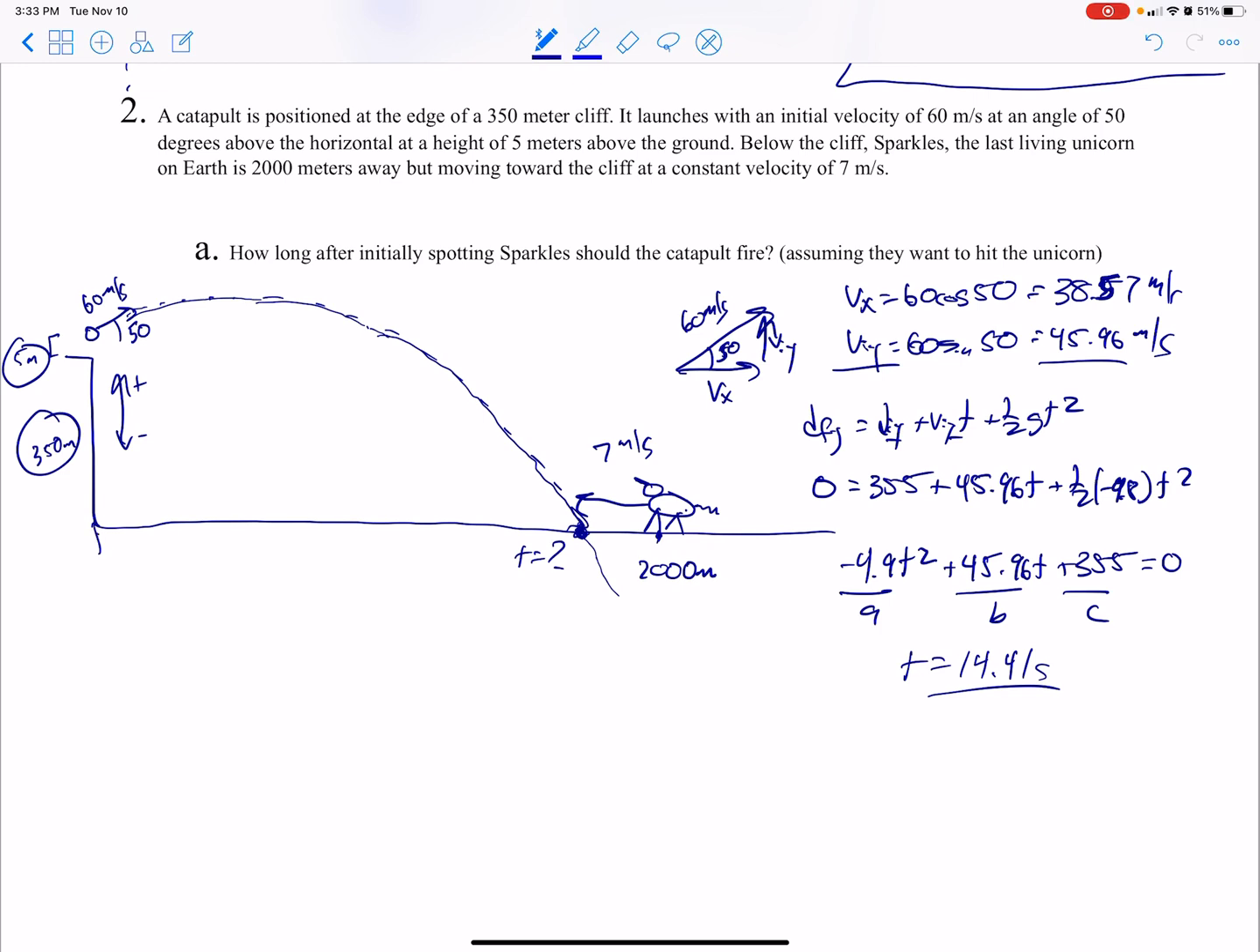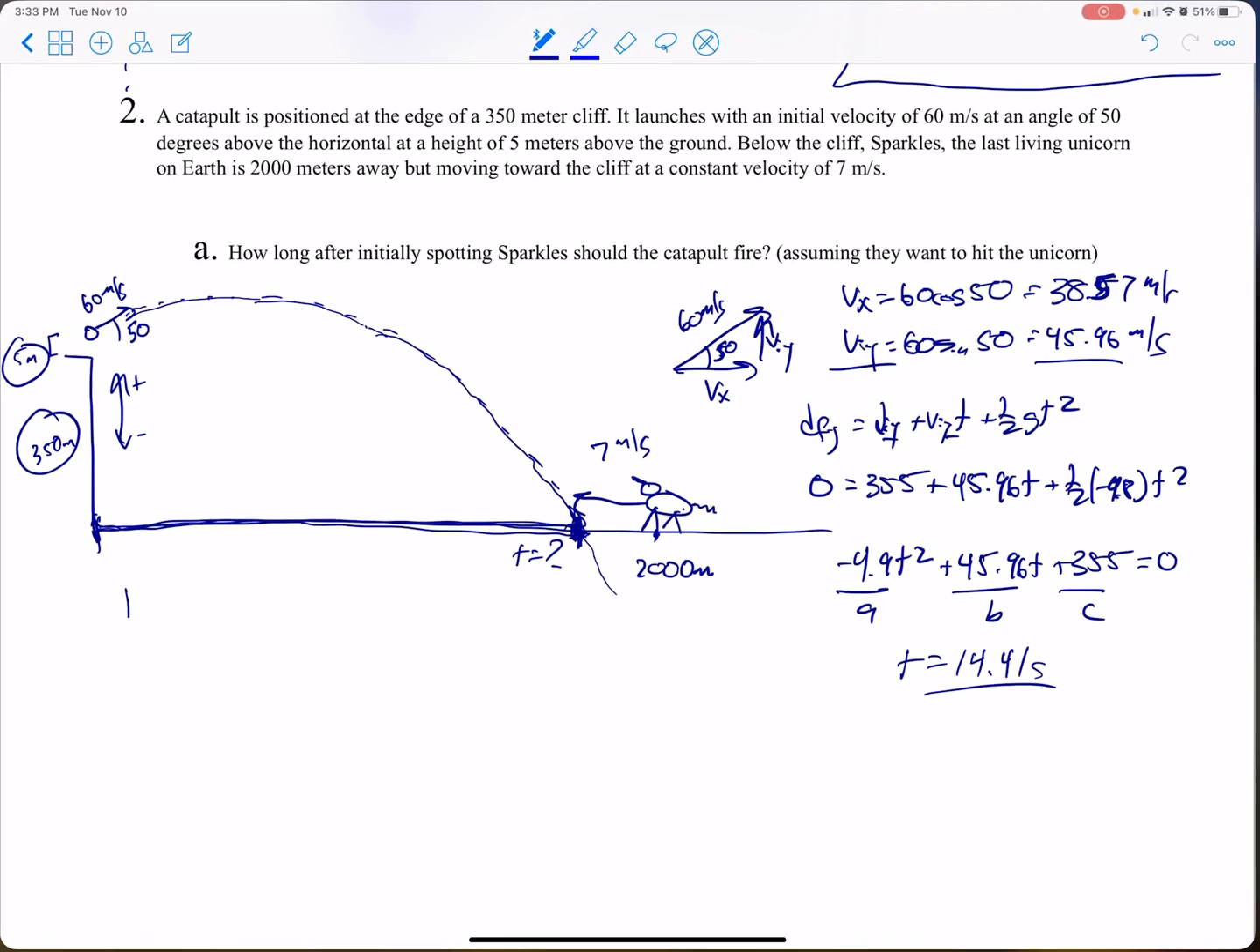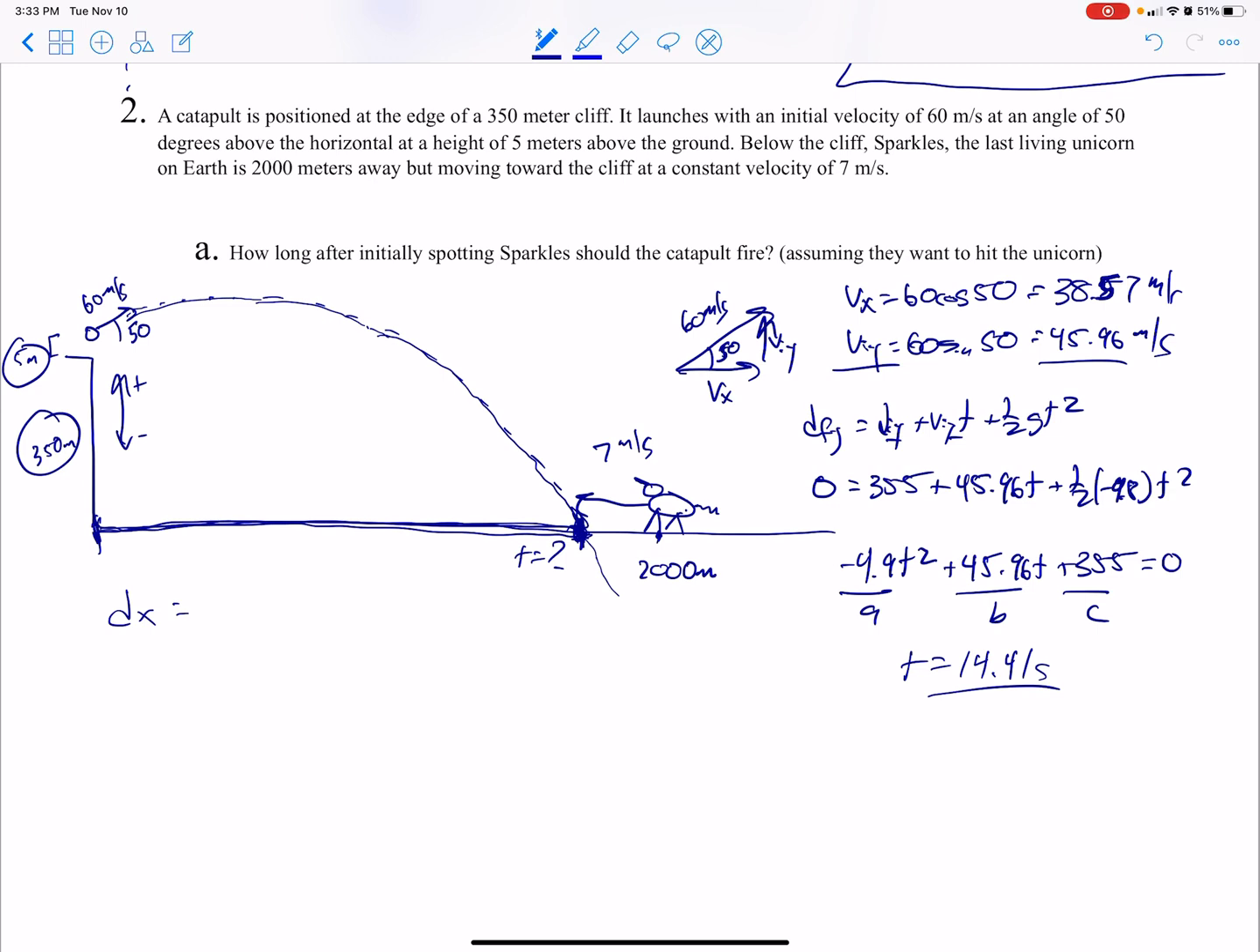But where in the x direction will this be? Remember that it's not like the catapult can be adjusted. We need to figure out exactly where this thing's going to hit, so that we can time when to pull the trigger so the unicorn is there. But we got to figure out in the y or x direction, where is this? So the range, or the dx of the catapult, is going to be vxt. The vx is never going to change. It's going to be 38.57, and now the time is 14.41.